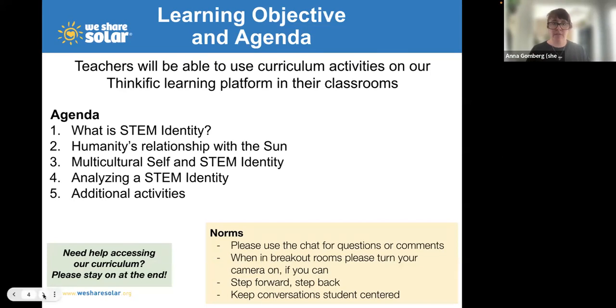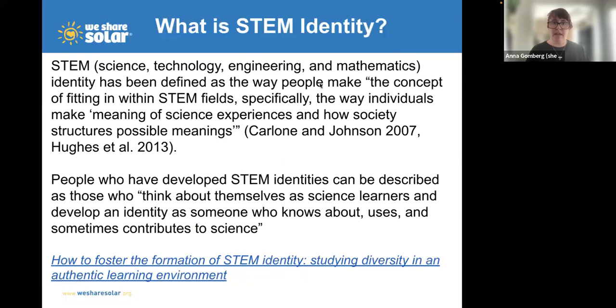Okay, so first of all, before we do anything, once you get to the curriculum, there's an intro page, and this quote is on there. I did some reading around the internet to give some more context about STEM identity. So here is a quote that defines STEM identity.